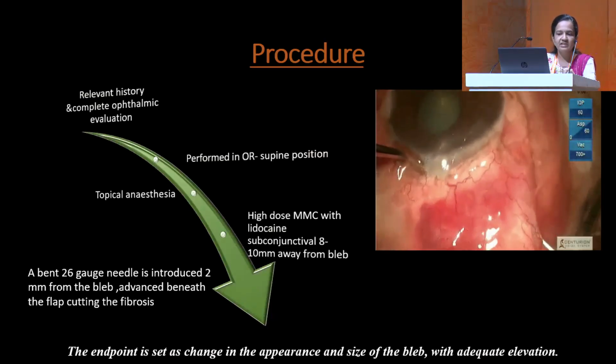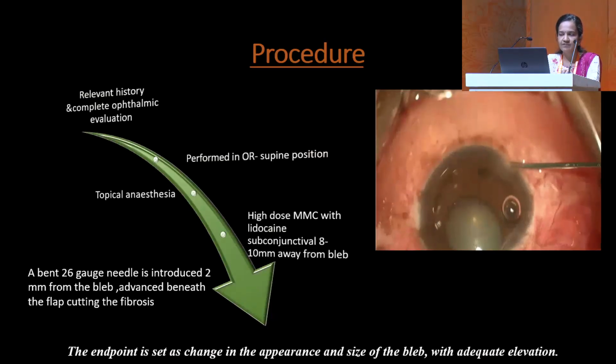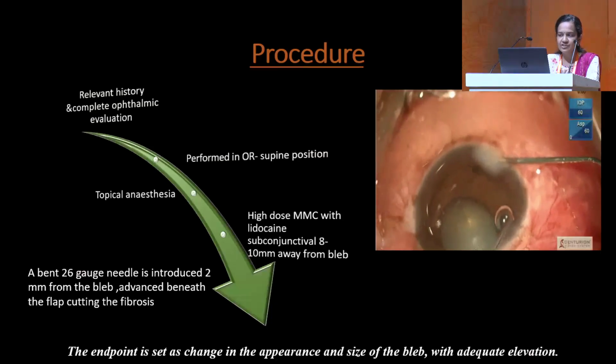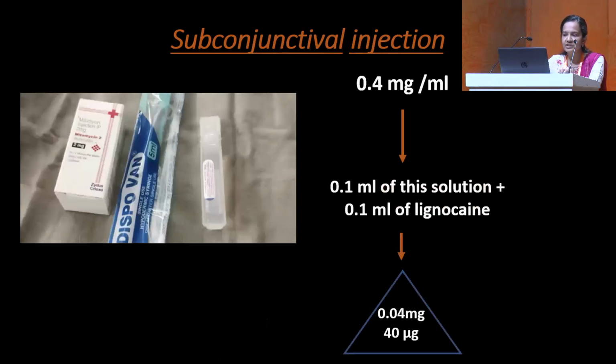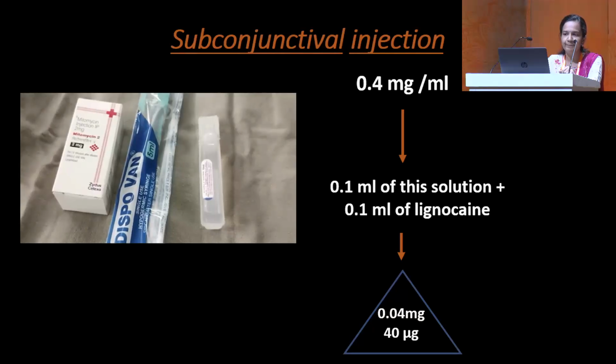The endpoint is set as change in the appearance and the size of the bleb with adequate elevation. The elevation can be noted here. So we used 40 microgram, that is 0.4 mg per ml, and 0.1 ml of this solution is mixed with 0.1 ml of lignocaine.